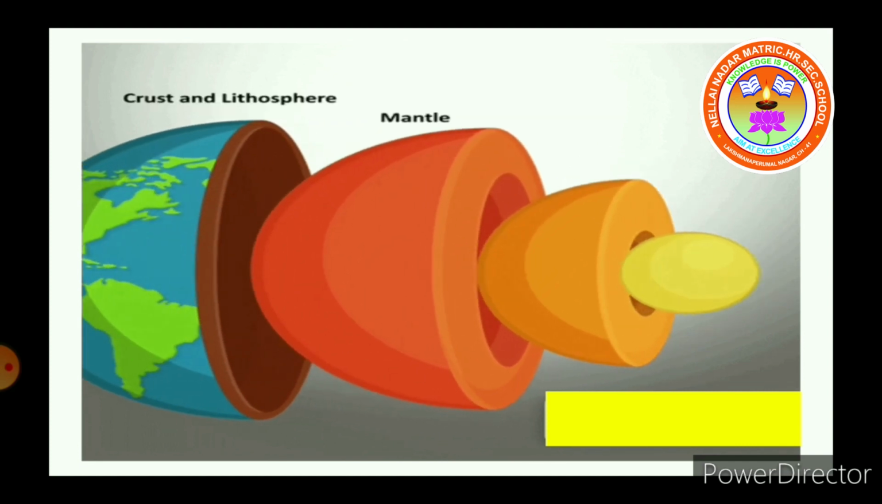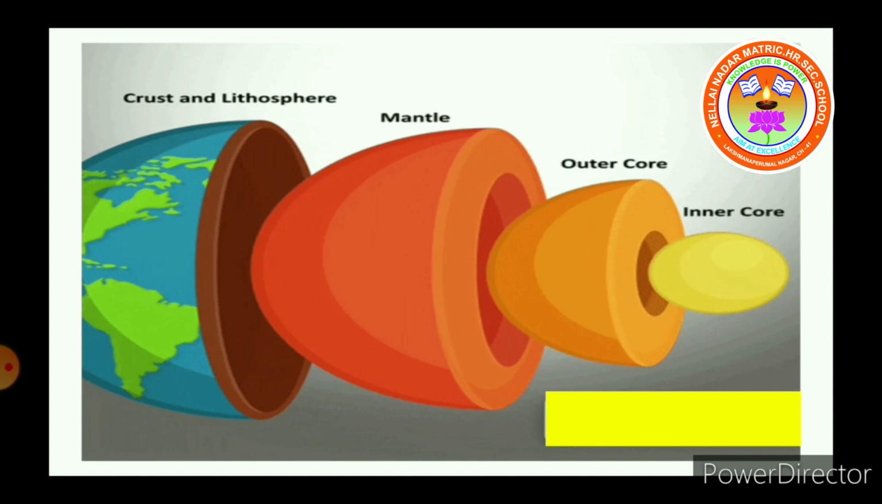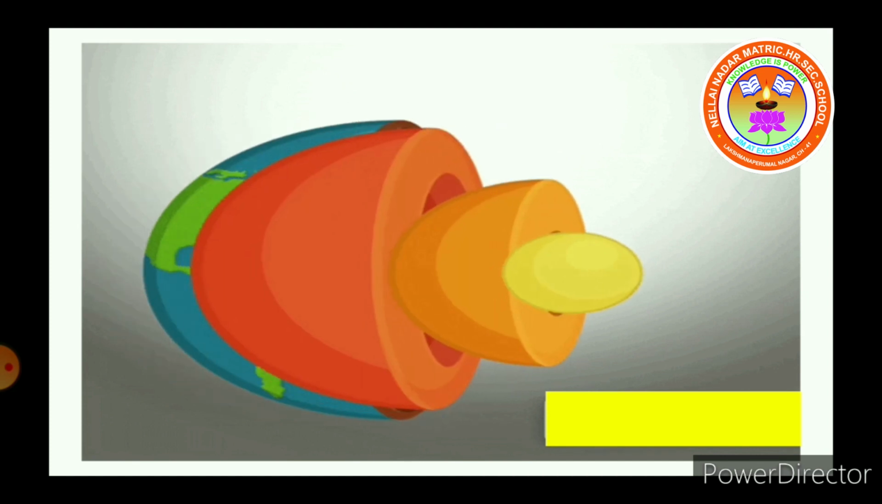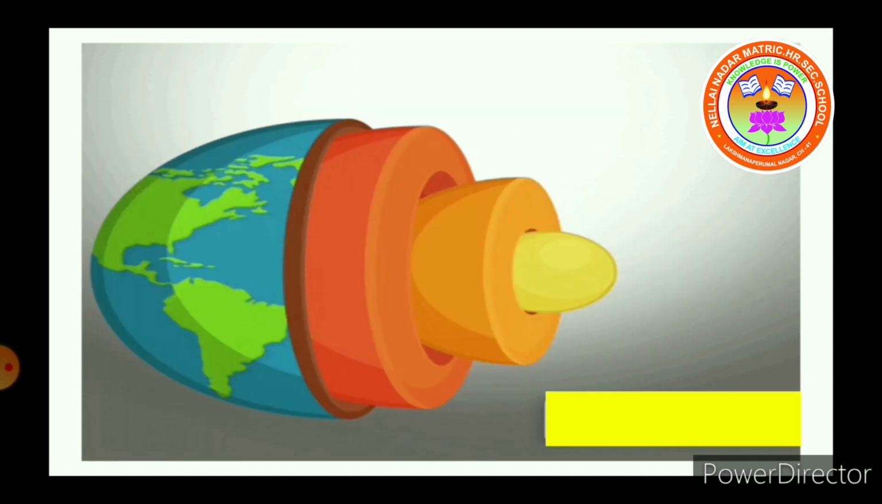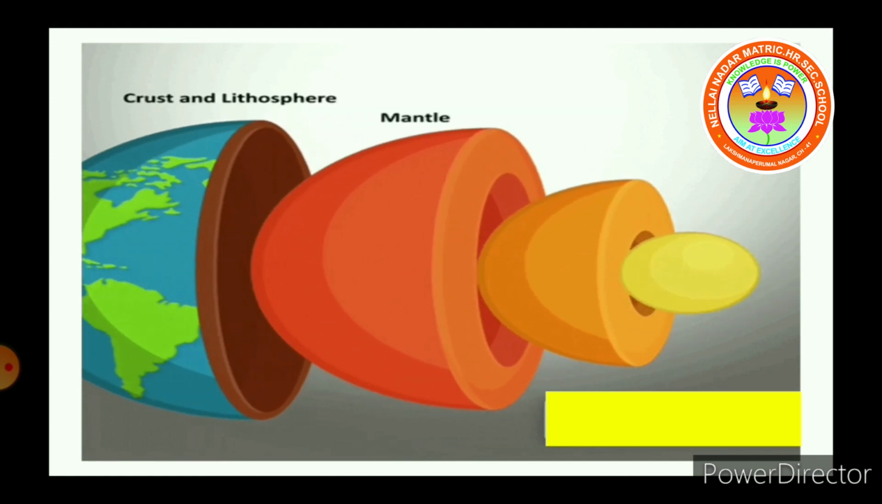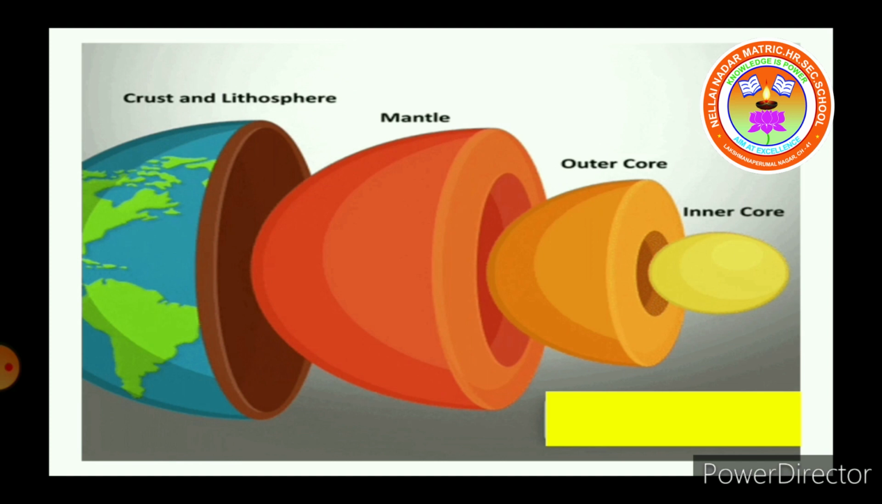The crust forms only 1% of the volume of the Earth. 84% consists of mantle. 15% makes up the core. So, 1% crust, 84% mantle, 15% core.